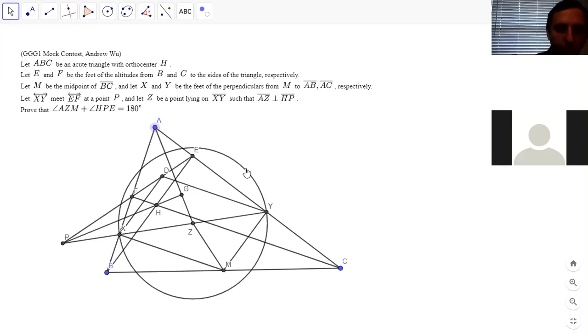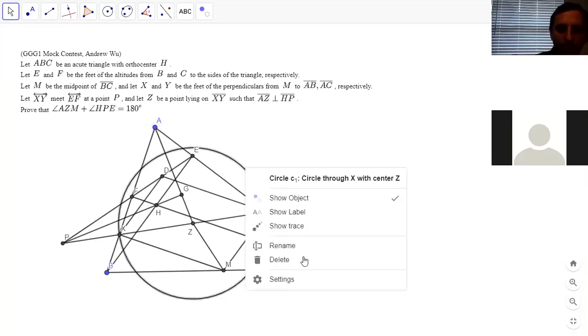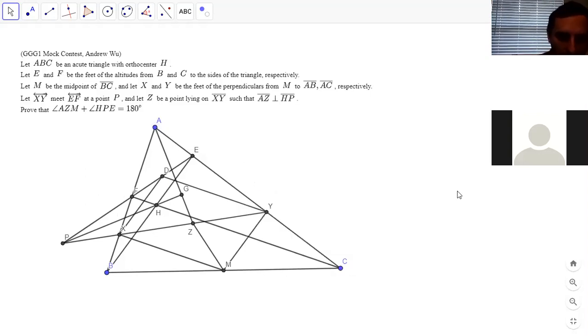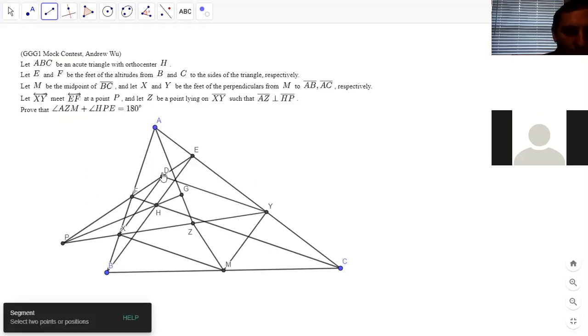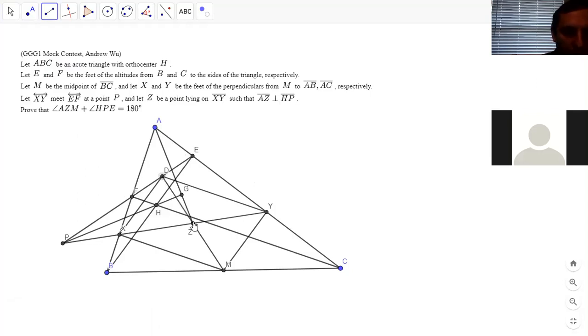So we could start out proving that. And then once we prove that, we could let Z be the center of this parallelogram. And then we want to show that AZ is perpendicular to HP. That doesn't seem so bad.